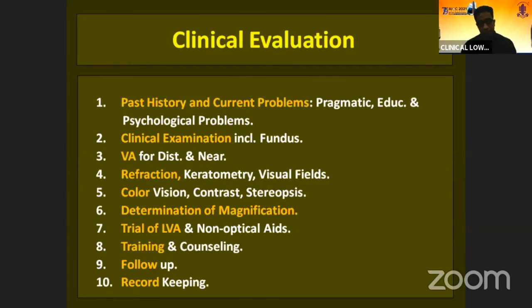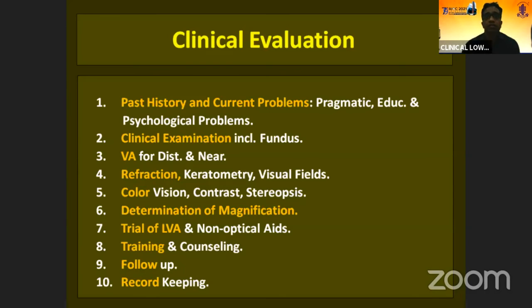This is the clinical evaluation, how we evaluate the patient who comes with low vision in our OPD. But the most important is to take the proper history of the patient, what the patient requires, his or her requirement or need. According to that, we will prescribe the low vision, whether it's refraction, magnification, or contrast sensitivity.